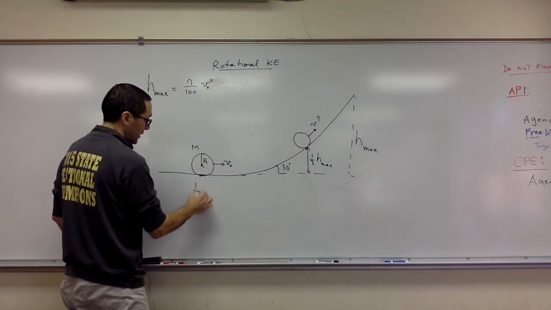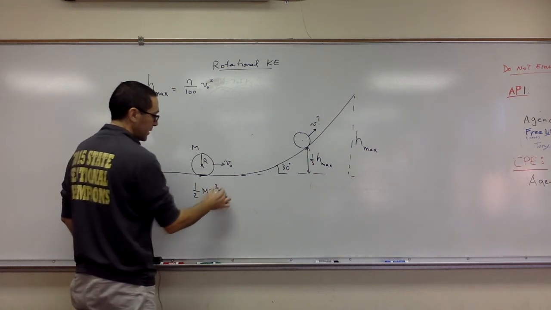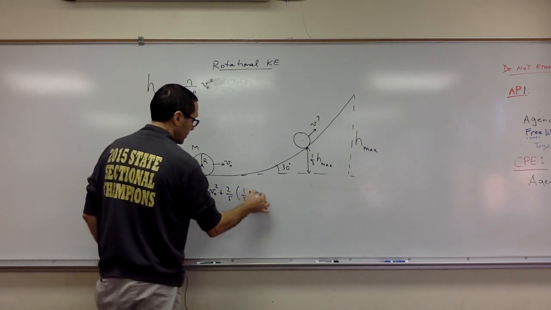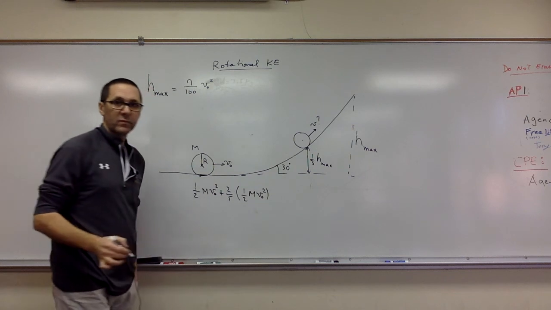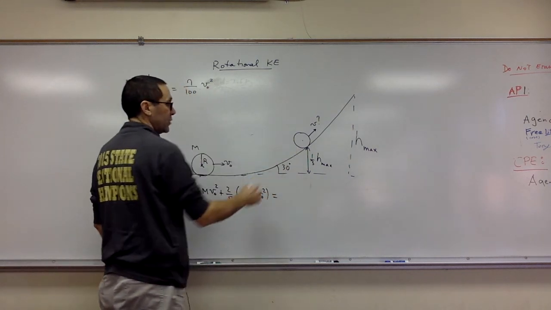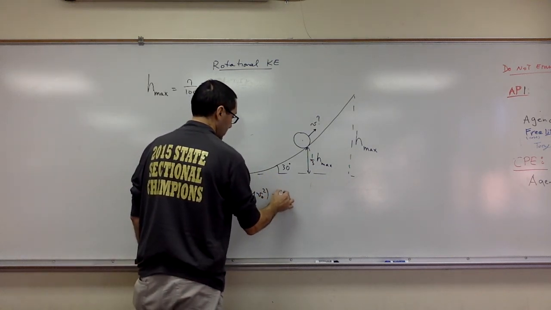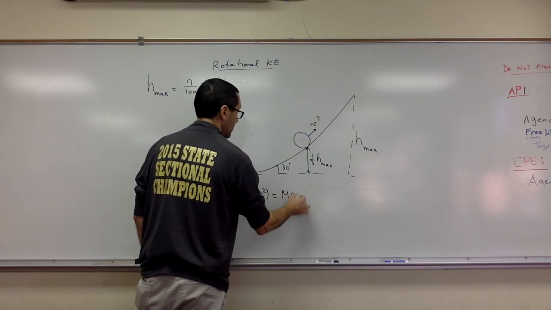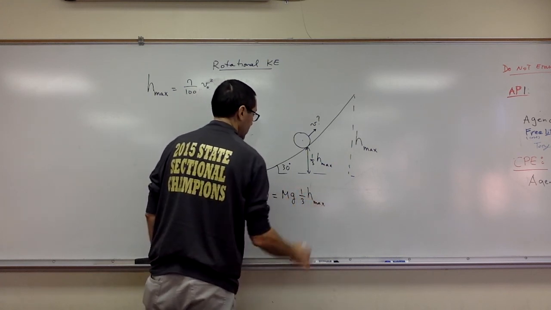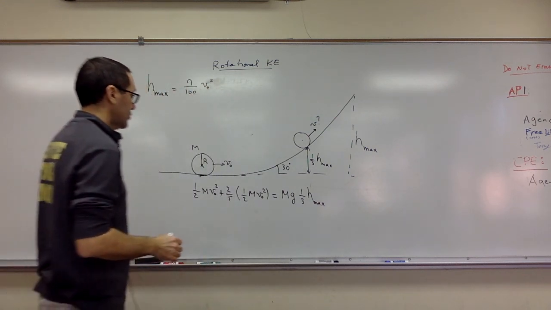So initially it has this translational kinetic energy. It has this much rotational kinetic energy. Okay? And now when it's up at this point here, it has three forms of energy. It has your gravitational, so that's going to be 1/3 h max. Okay? And here you can plug in numbers. I mean, if I give you a VO, you should be able to solve.